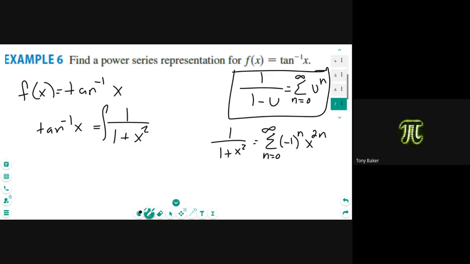Correct? We did that at the beginning. There was a reason we did that one first. All right. So I want to take the integral of that. Oh, I forgot the summation symbol.